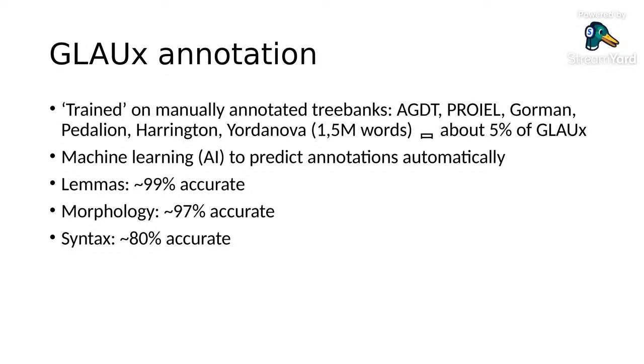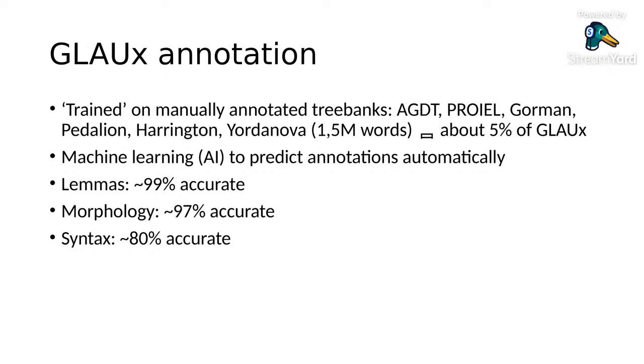But all the other 95% is done by this machine learning. And so everything is done there automatically. Of course, this is done automatically, which also means that it has some error margins.